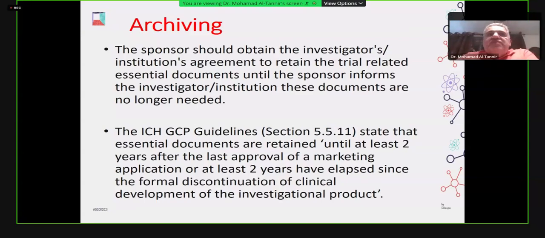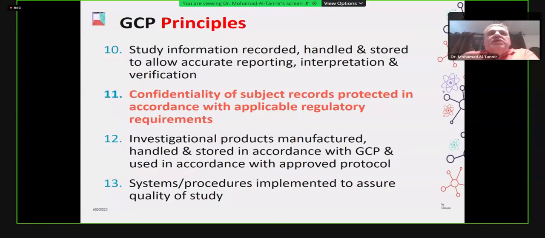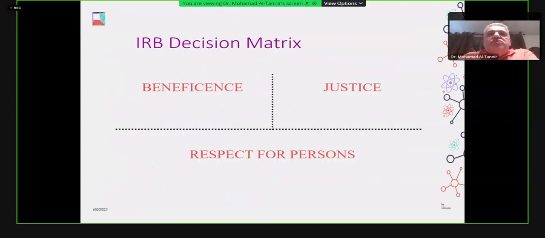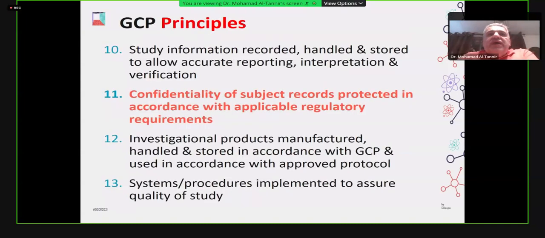So this won't be done for free. The site will keep these files regarding a fee paid by the sponsor. GCP Principle 11: the confidentiality of subject records is protected in accordance with applicable regulatory requirements. This is really also very important.